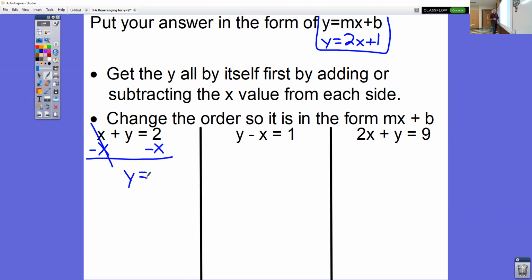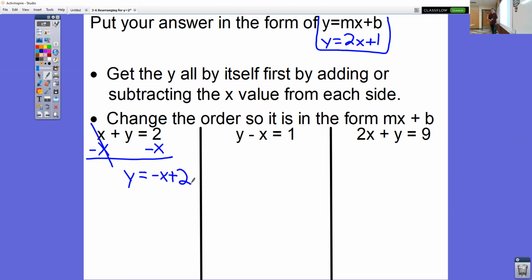Bring down your y, bring down your equal sign. Now be careful. You can't do 2 minus x. You can't subtract a plain number minus a letter. You can't do that. But we can switch around the order. 2 minus x becomes negative x plus 2.